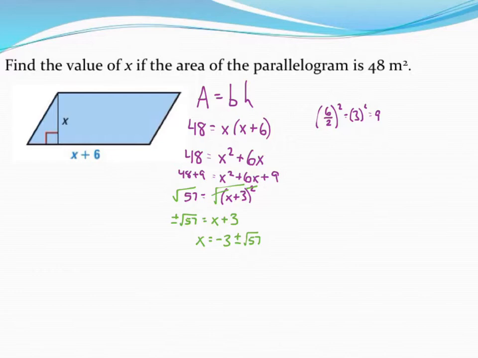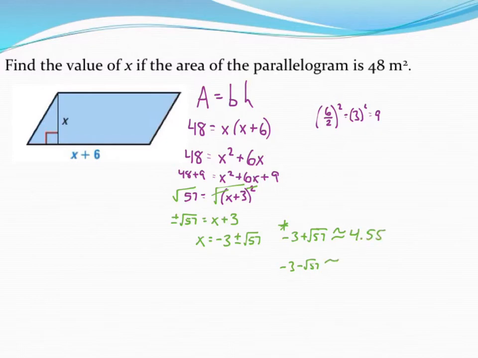Now that's the exact answer, and those are the two answers if I just wanted an algebraic problem. But in this case, x represents a real life value, so both of our answers may not both make sense. What I'm going to do is use a calculator to just get a decimal approximation of this number. So I'm going to do negative 3 plus the square root of 57, and then figure out what negative 3 minus the square root of 57 is. Using a calculator, negative 3 plus the square root of 57 is approximately equal to about 4.55.